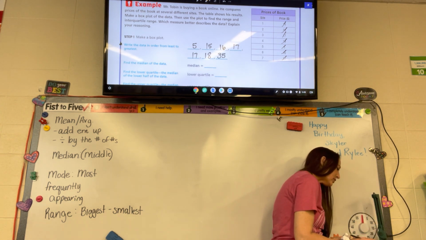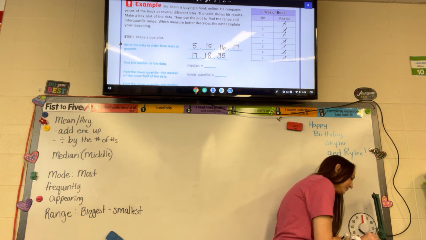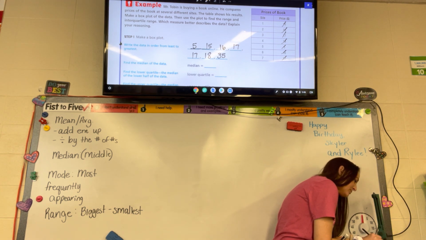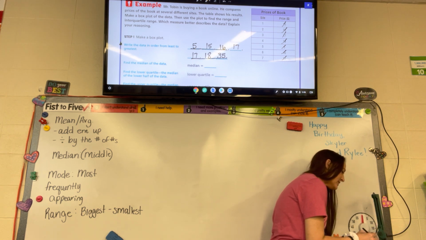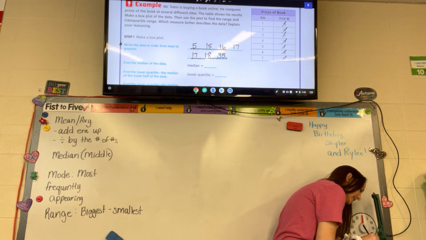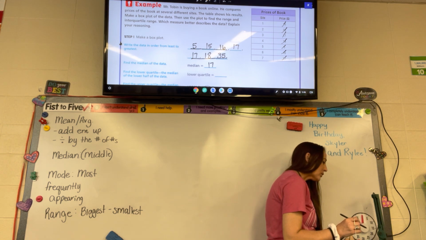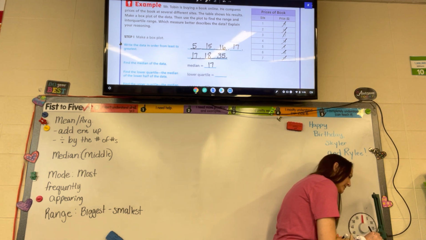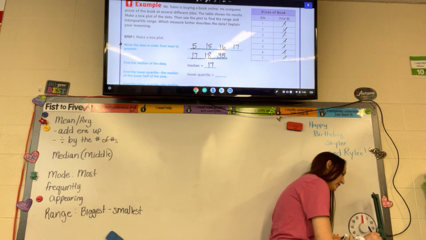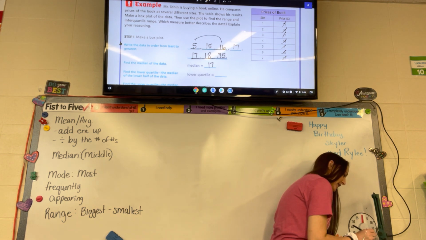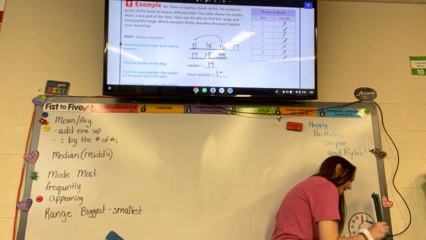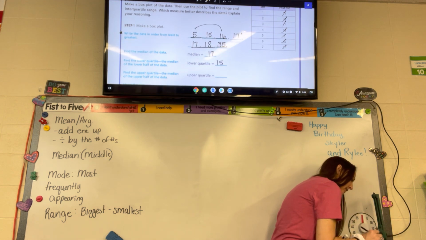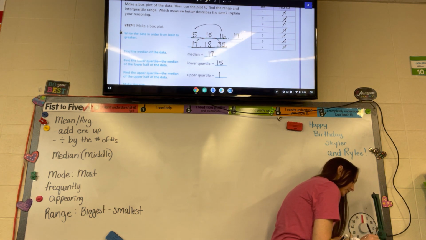So since there are 7 values here, there would be 3 numbers before the center or median and 3 numbers after. So what's the median? 17. The lower quartile, remember, is the center of the first half. So what's the center of the first half? 15. The upper quartile is the center of the second half, which would be 18. Good, guys.